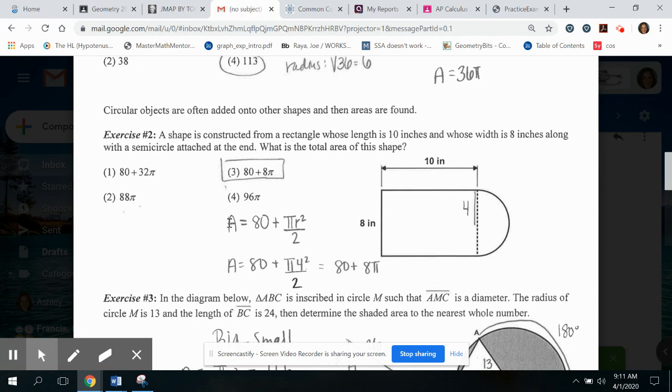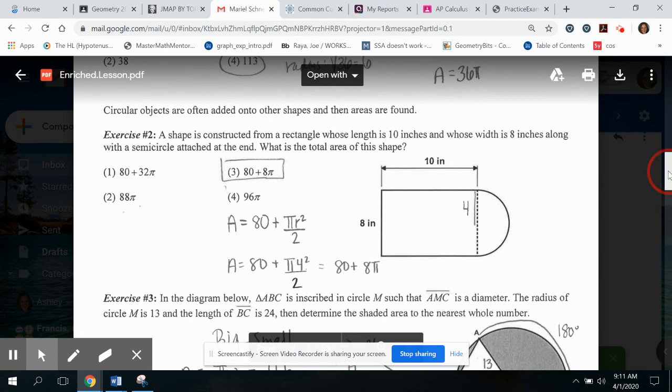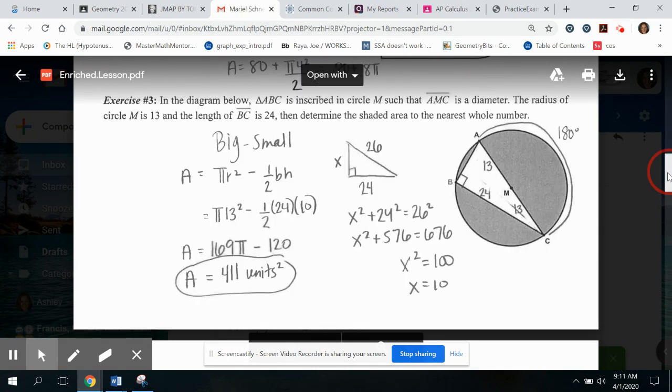Whenever in doubt of these in terms of pi answers, you could also figure this out in your calculator and then put in each question answer or each piece and see which decimal matches up. So example 3.